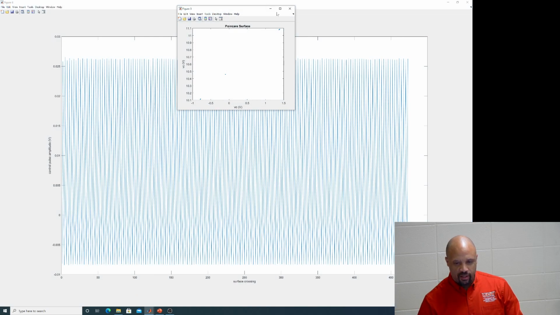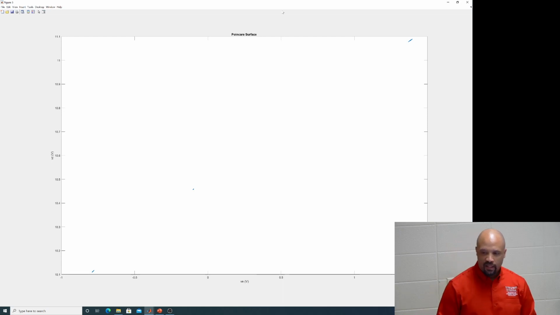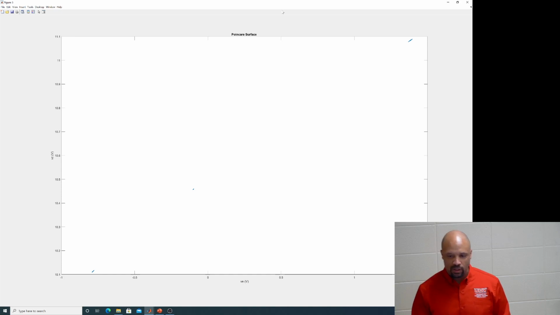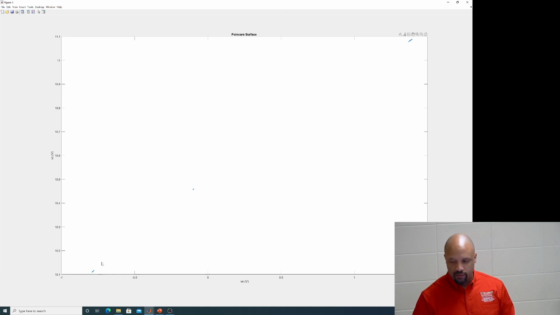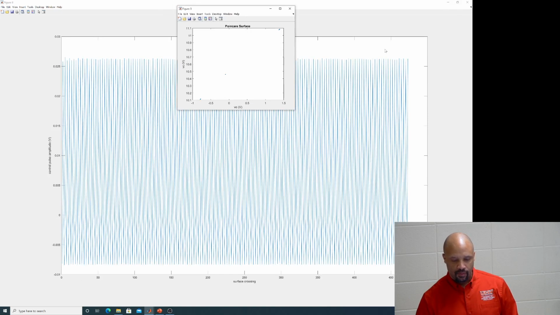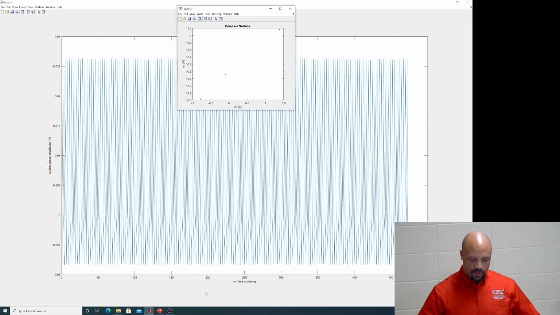As you can see here, you probably can't see too much, but this is a period 3 that we controlled, and it is applying the surface crossing. There are a few surface crossings in 3 places. Here, here, and here. Okay, so that was a Poincaré surface in VC and VE. So that's how it works.